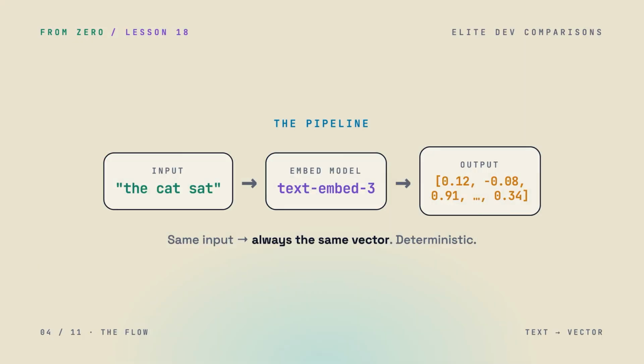The pipeline. Text goes in, an embedding model turns it into a vector, a long list of numbers. That vector is the embedding. Same input always gives the same vector.